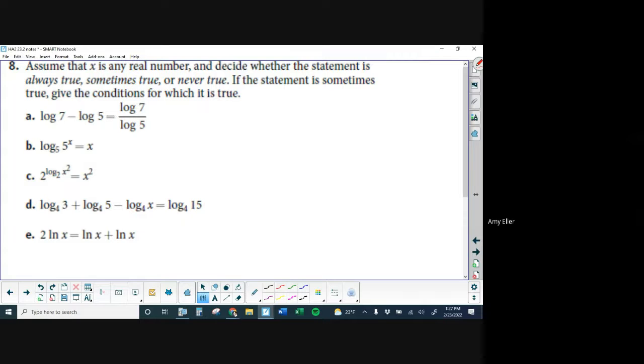D. This is sometimes true. That sometimes is when x is what? 1. Oh, let's do that. Addition would be multiplication. Division for your subtraction. So that's an x. And I want this to equal, shoot, I forgot my 4. Log base 4, 15. Well, this is your 15, so this would have to be a 1. I didn't explain that very well. Do you see what I'm saying there? The only time this could equal this is if x is 1. So sometimes it is true when that x is 1.